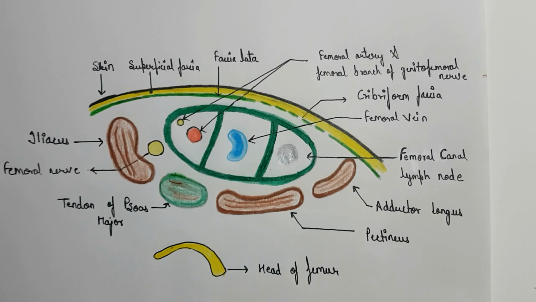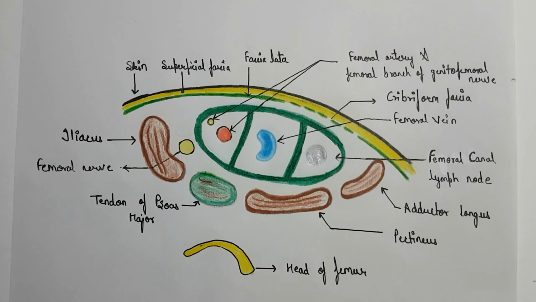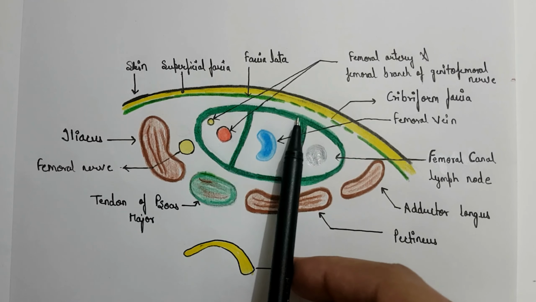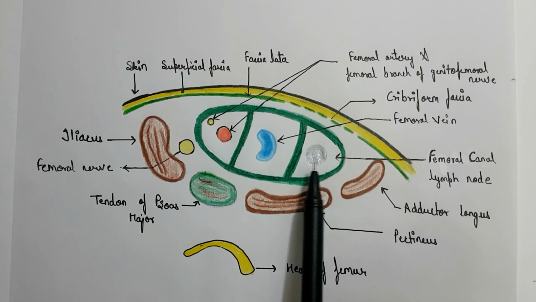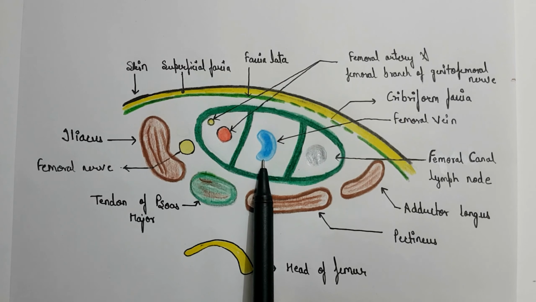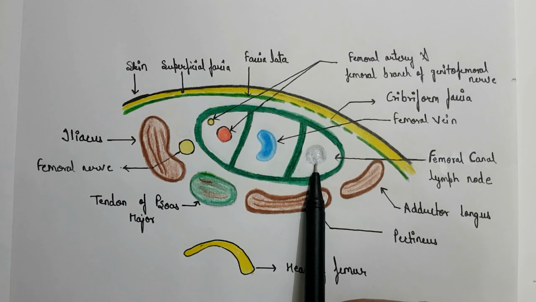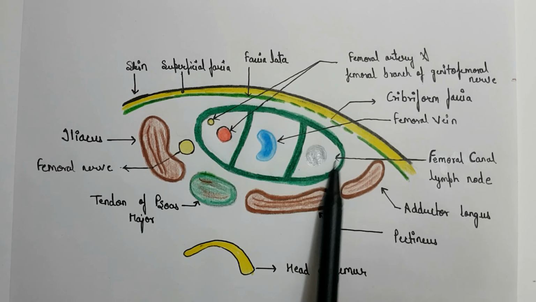Now let us talk about the compartments of the femoral sheath. As you guys could see, the femoral sheath has three compartments: the lateral or the arterial compartment, the intermediate or the venous compartment, and the third one is the medial or the lymphatic compartment. Now in this diagram, you guys could easily see that the walls of the femoral sheath send down septa, which divide the space of the femoral sheath into three compartments: the lateral or the arterial compartment, the intermediate or the venous compartment, and the medial or the lymphatic compartment. This is the lateral, intermediate and the medial compartment.